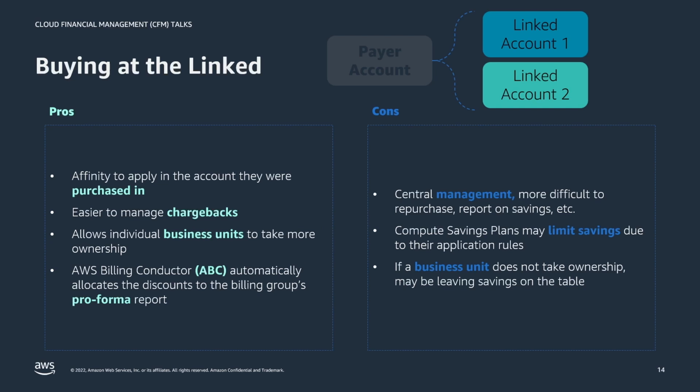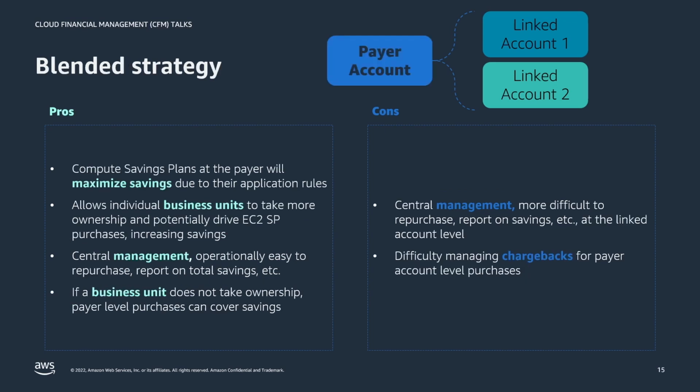So now that we've covered buying at the payer level and buying at the linked account level, what we see a lot of customers do a great job of is actually a blended strategy. And just to reiterate, when I say blended strategy, what I mean here is making purchases at both the payer account level as well as the linked account levels, depending on what it is you're running in each of the accounts, right? And the pros here naturally are going to be compute savings plans at the payer level are really going to maximize your savings across the board due to their application rules.